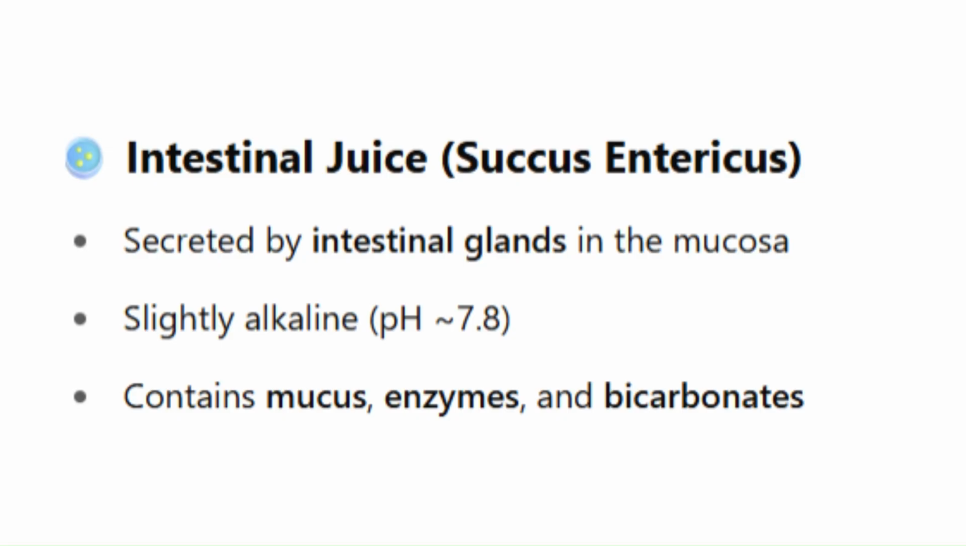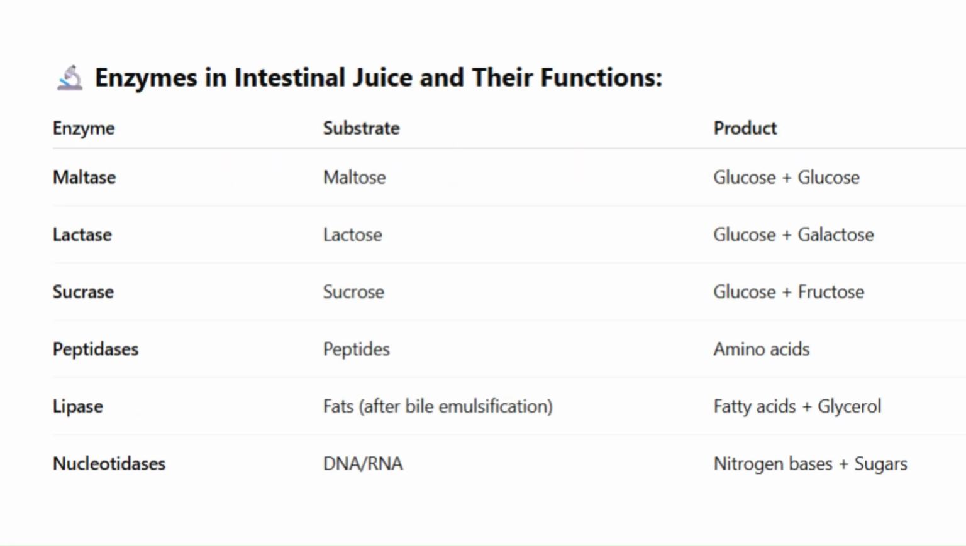2. Intestinal juice. Succus entericus. The walls of the small intestine have glands that secrete intestinal juice, also known as succus entericus. This fluid is slightly alkaline, with a pH around 7.8, and contains mucus, bicarbonates, and several digestive enzymes. 3. Enzymes and their functions. Let's look at the enzymes found in intestinal juice and what they do.